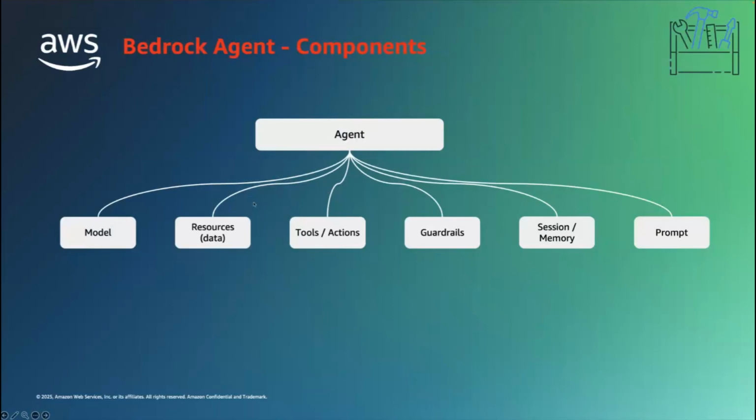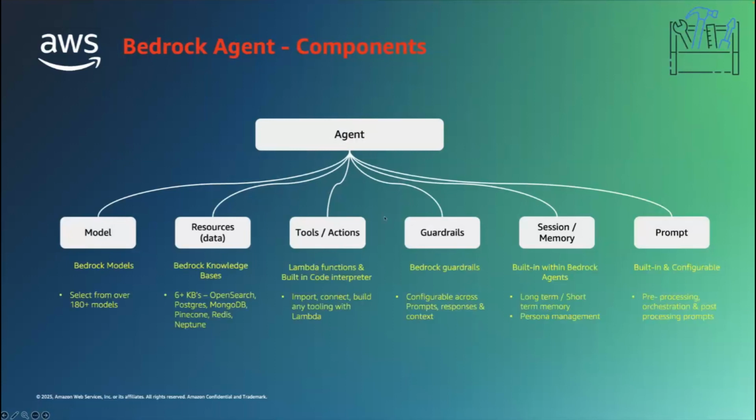How does Bedrock provide all these capabilities? Bedrock provides a model hub which has access to close to 180 plus models. You can select any of these models and associate it as a brain to your agent. From a resources side of things, Bedrock provides knowledge bases, and you can essentially build knowledge bases based on different capabilities, starting from OpenSearch, Postgres, MongoDB, Pinecone, etc.